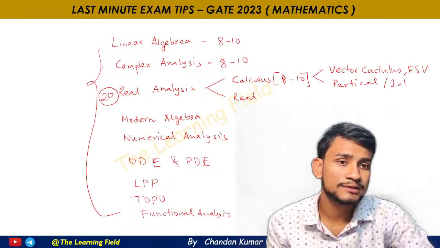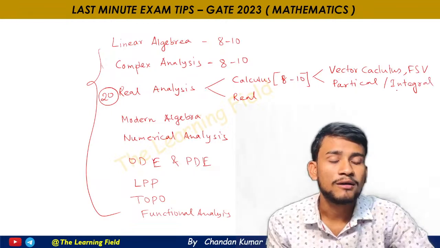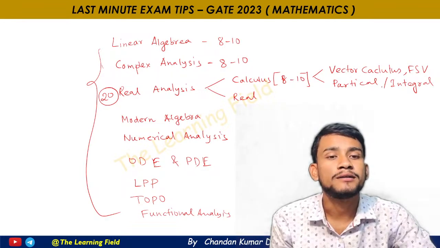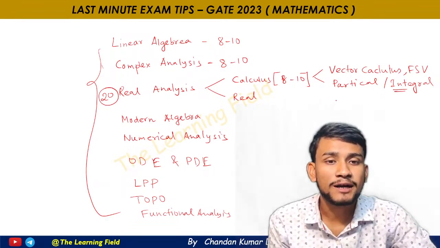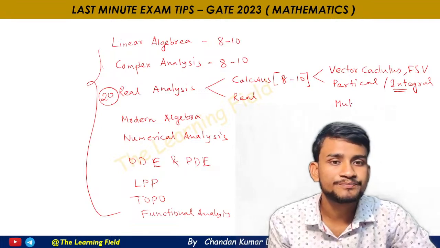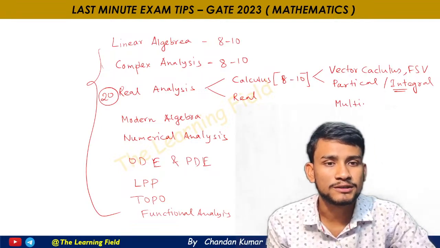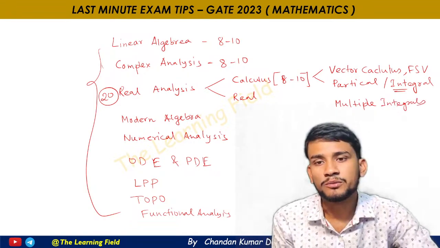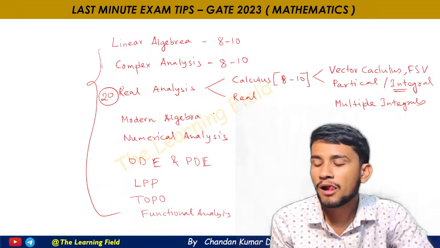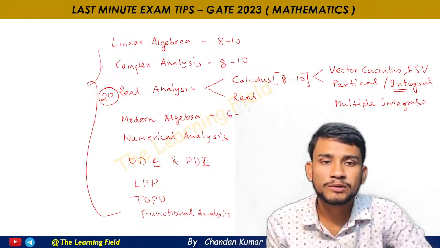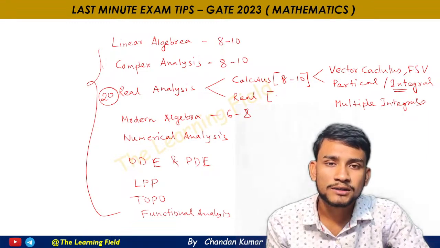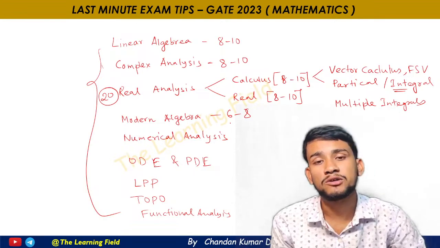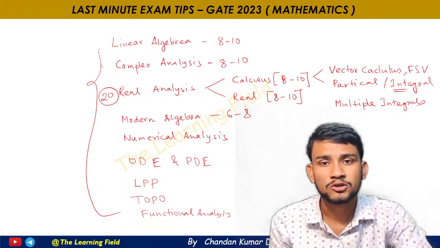Integrals, differential calculus and functional calculus are both included. And calculus means integration, means multiple integrals. These are the topics of calculus. From modern algebra 6 to 8 marks come, and the remaining 8 to 10 marks come from the core real analysis, that is measure theory, and all such topics are included in real analysis.